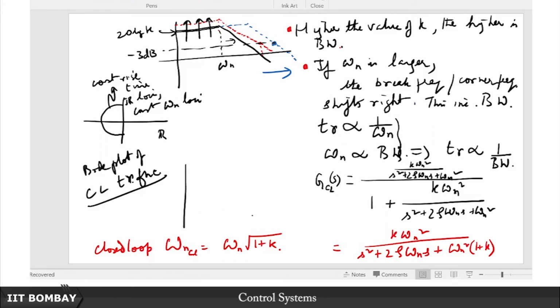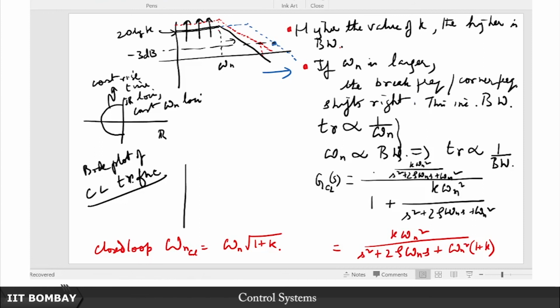Okay, so now what happens? Now notice that this closed loop transfer function's omega n has already shifted to the right. The higher the value of k that you choose, the more it shifts to the right. So we see that by increasing this value of k in the controller, the closed loop transfer function's bandwidth also increases.